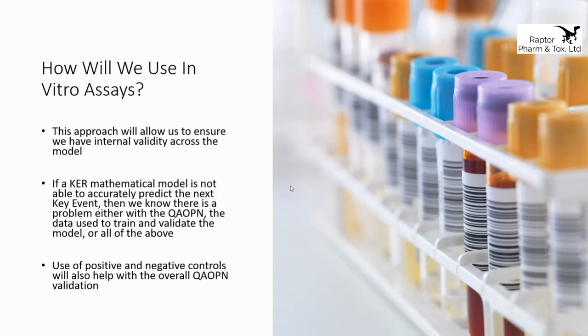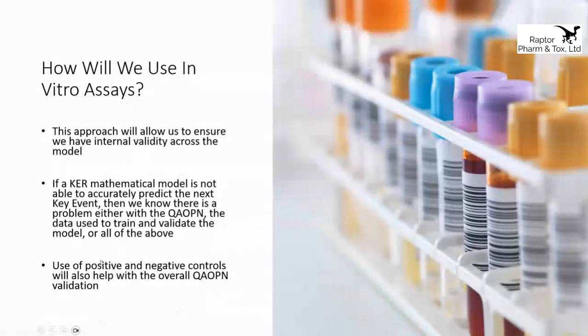And so if a KER's mathematical model is not able to accurately predict the next key event, then we know we've got a problem, right? So we need to make sure that the KERs are actually functioning properly, and in vitro data is going to help us do that. The data used to train and validate the model is going to be very important, and that's information that you'll want to try to make public so that other people can also assess your model's performance.